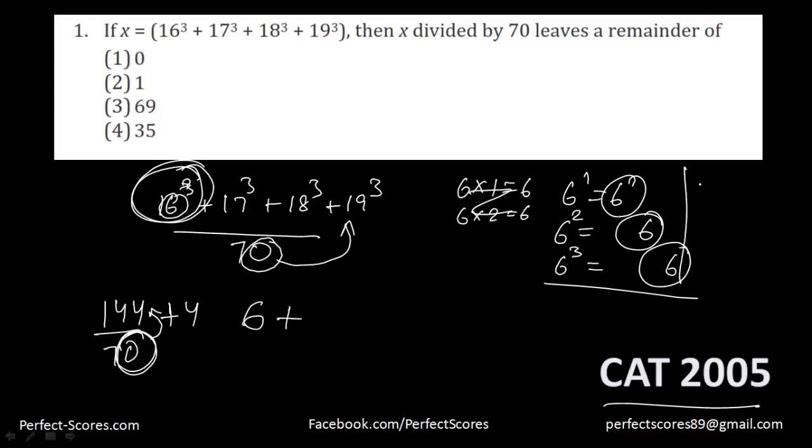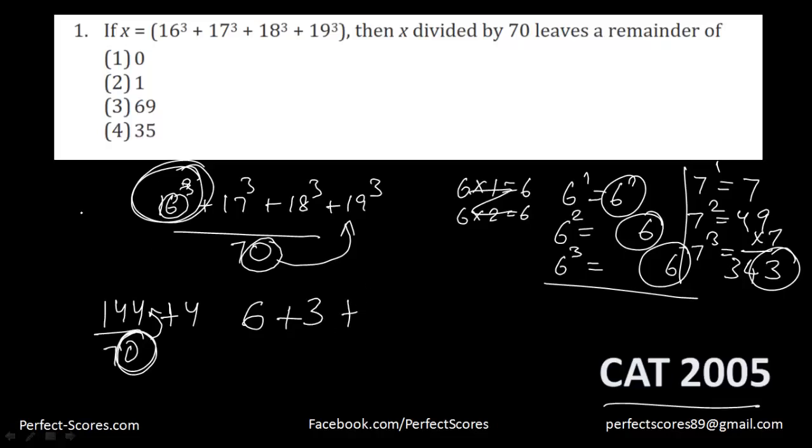Let's talk about 7. 7 to the power 1 is 7. 7 square is 49, and 7 cube is, you just multiply the last digit by 7, it's going to be 3, right? It's 343, but we're just concerned about the last digit. So over here the last digit would be equal to 3. Let's talk about 8. 8 to the power 1 is 8. 8 to the power 2 is 64. 8 to the power 3 is again into 8. That means 8 4s are 32. There's going to be a 2 at the end. So 8 will give me a 2 at the end.